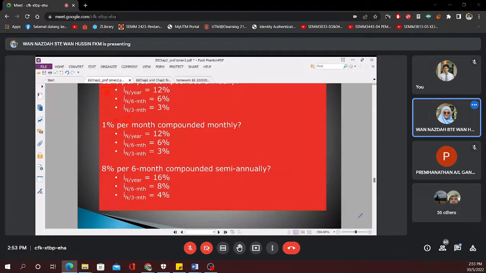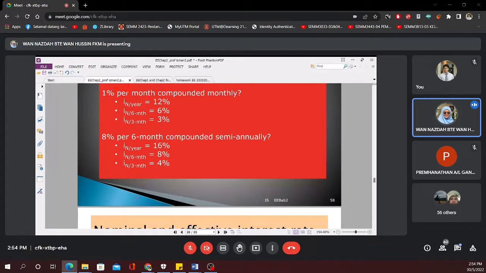Boleh? Okay, so 8% per 6 months. Okay, sekejap, saya tunjuk kat sini. Tak pandai betul nak buat straight line dia ni. Okay, so sini kosong, sini kosong, kat sini 1, sini 2. Okay, so sini half lah. So dia cakap kat sini 8% for every 6 months. Okay, so sini 8% for every 6 months.